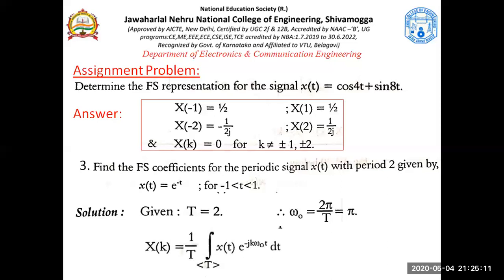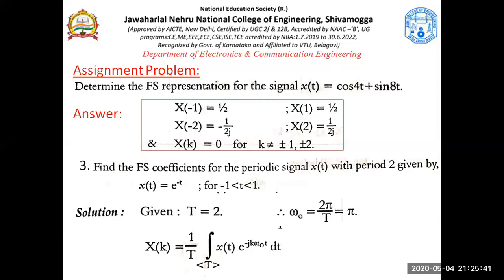Yeah, what equation is this? Till now we didn't use this equation to find the coefficients. This is the equation for finding the coefficients, but in the previous two problems we didn't do that. How did we solve? We expressed the given sinusoids in terms of complex exponentials, and seeing those complex exponentials we extracted the coefficients x of k's.